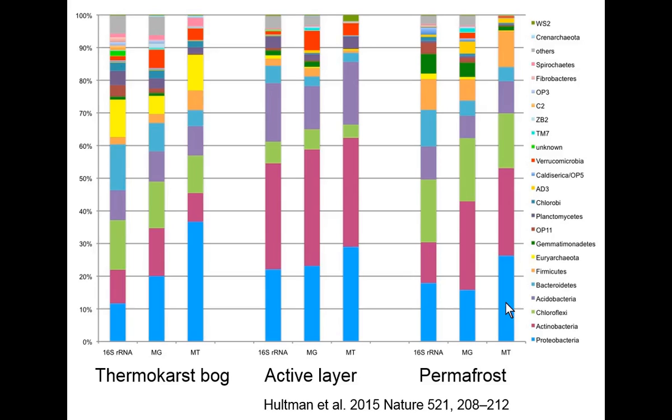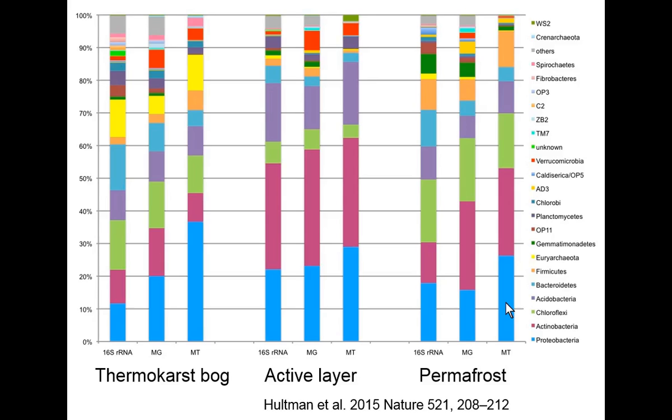This is a bit the same figure as I showed previously. Here is the bog, here's active layer, and here's permafrost. On the left-hand side there's the 16S, then here's the metagenome, and here's the metatranscriptome. In the thermokarst bog, you can see that the metatranscriptome, so the active species based on the 16S fraction, really differed. The proteobacteria were more abundant as compared to the metagenome. In yellow in here, the archaea, the Euryarchaea, were also more abundant.